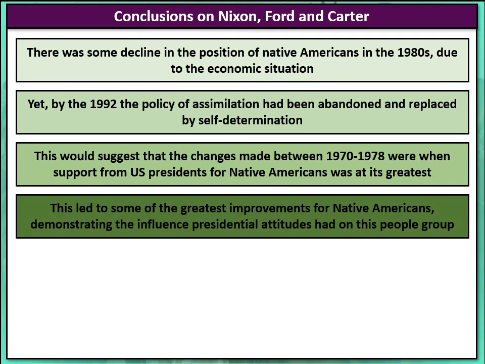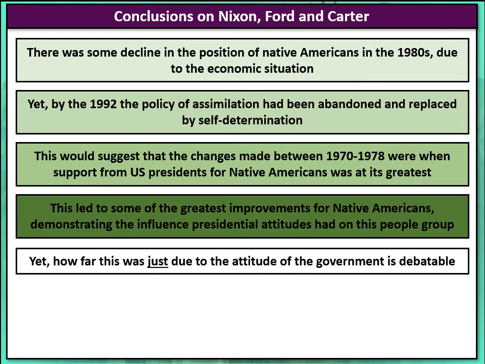Fourthly, we can say this. This demonstrates to us how influential presidential attitudes were on this people group. If US presidents were sympathetic to Native American needs, like in the 1970s, then legislation that empowered them to become self-determined and to uphold their civil rights emerged from that. Yet, we must say that how far this was just due to the attitude of government is debatable.